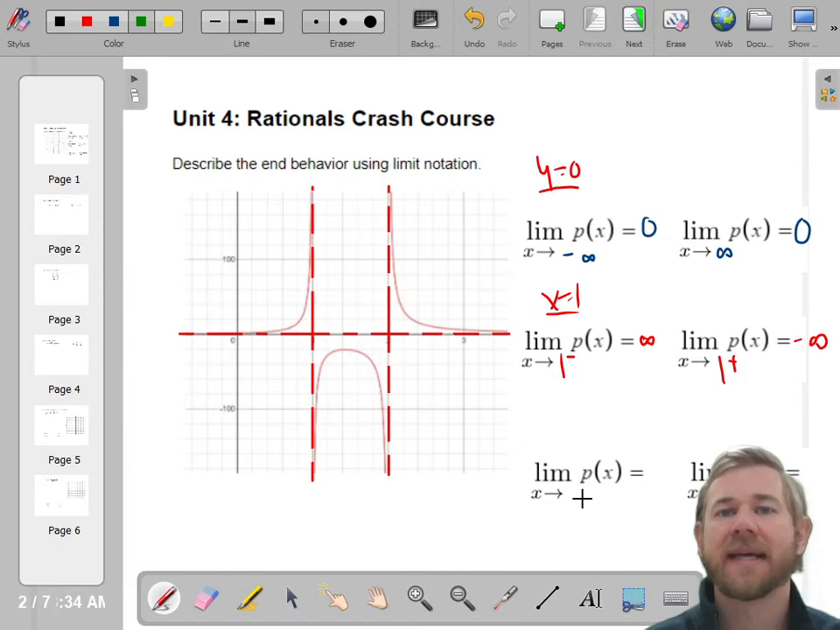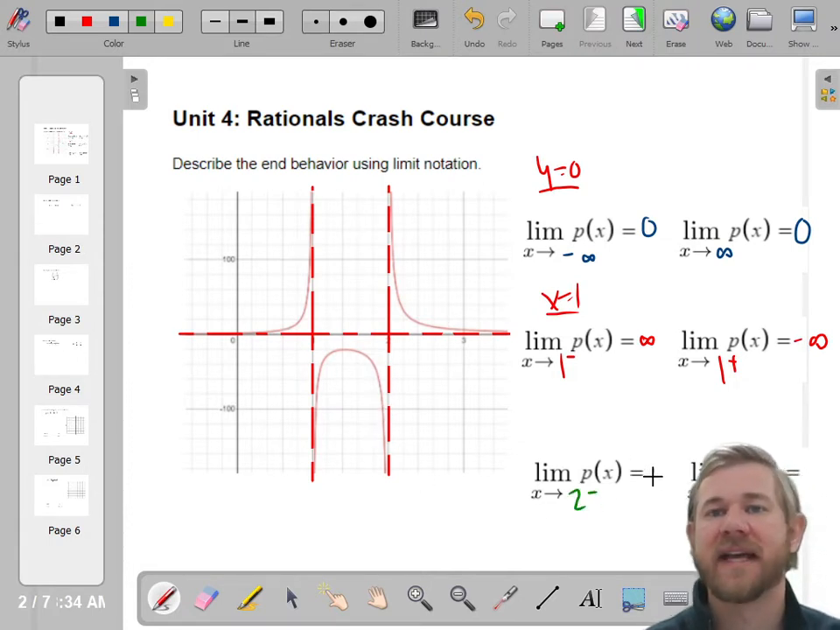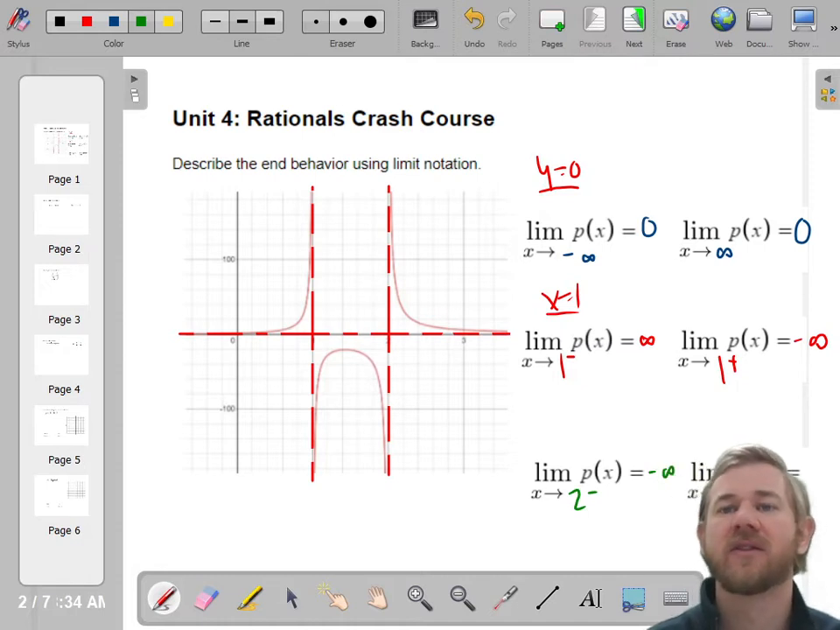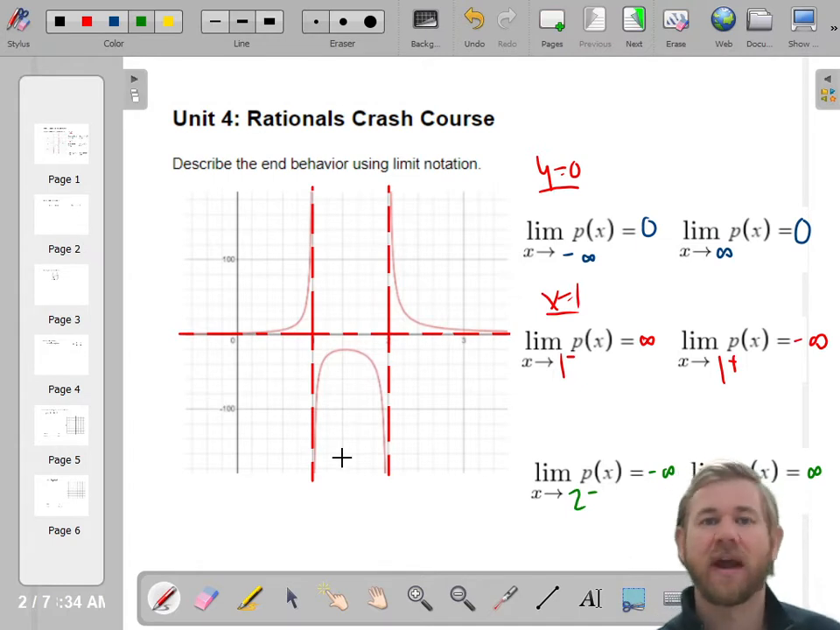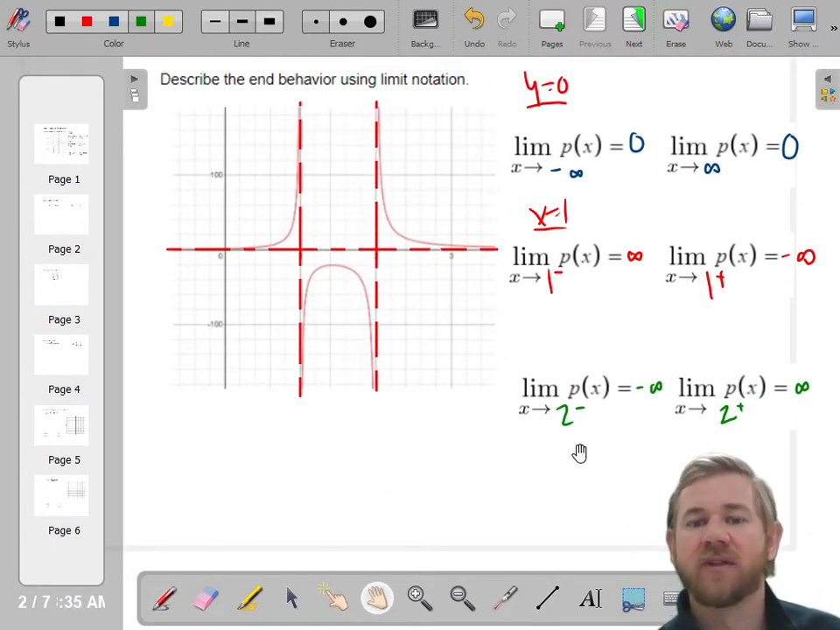Now we'll do the last one, this vertical asymptote at x equals 2. So we'll say as x approaches 2 from the left, so on the left side of the asymptote it's going down, that's negative infinity. And 2 from the right, up here, just to the right of this vertical asymptote, it's going up, so it's going up to positive infinity. So that's describing the end behavior. 2 from the right goes to infinity, 2 from the left goes to negative infinity.